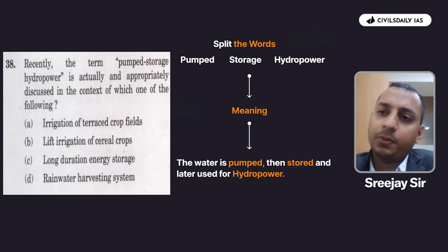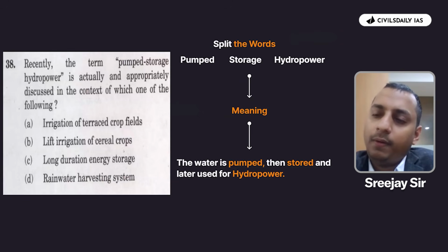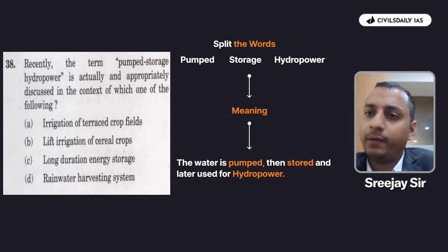You need to always question yourself. This was a question asked in 2024. Do you think this was a content-based question? Pumped storage hydropower. Why did UPSC ask this question? UPSC asked this question in order to test your elimination techniques, right? Now, when you dissect the phrase, what do you get? You'll have 3 different words: pumped, storage, and hydropower.